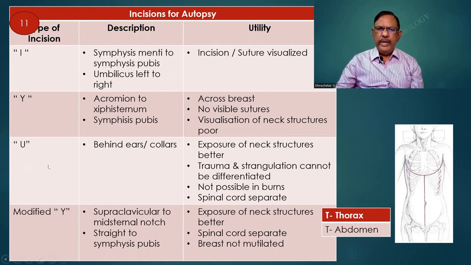In a U shape, the breast is being avoided. But even in these cases, the spinal cord will have to be separately studied. The modified Y is there. And in all these, there is a better exposure to the structures that correspond to it. Once there is an incision, the skin is thrown as a flap onto the face and the dissection continues in the thorax and abdomen.